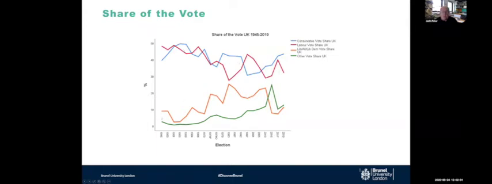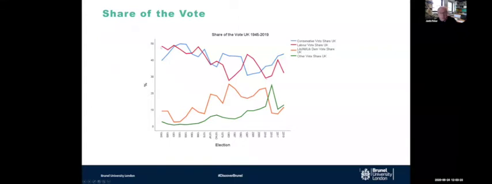You can also see that the share of the vote for other parties, so the orange line, that's the party that's currently called the Liberal Democrats, but until 1988 was the Liberals and also the Alliance, the SDP Liberal Alliance. That's tended to grow up until around 2010 and then it's fallen away. But what we also see is that the votes for other parties have also increased over time. So we've seen a narrowing between the two.